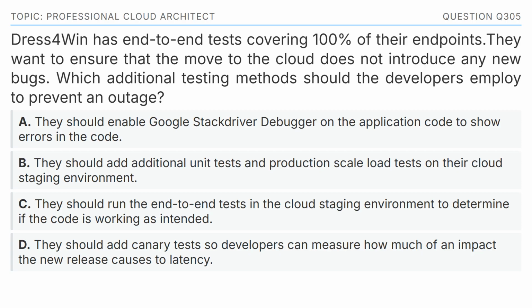Option B. They should add additional unit tests and production scale load tests on their cloud staging environment. Option C. They should run the end-to-end tests in the cloud staging environment to determine if the code is working as intended. Option D. They should add canary tests so developers can measure how much of an impact the new release causes to latency.